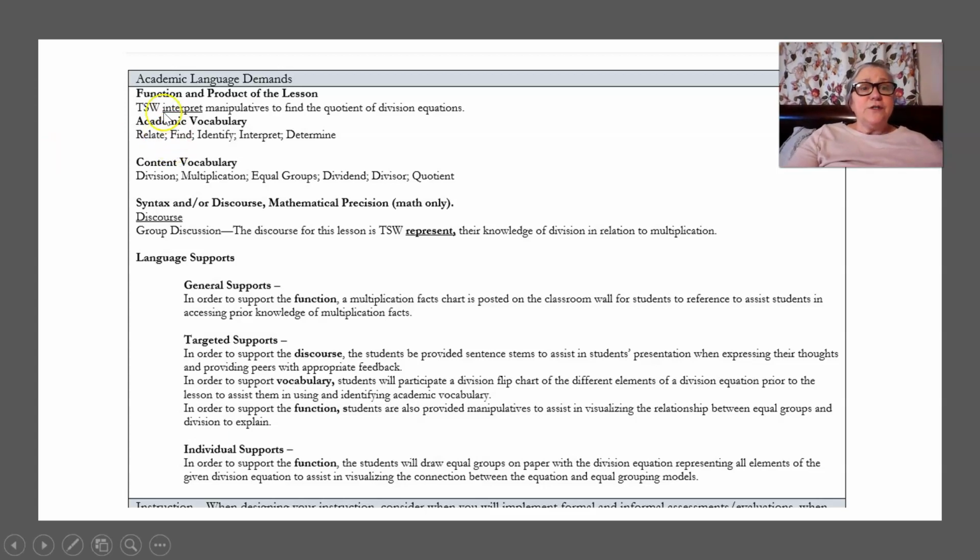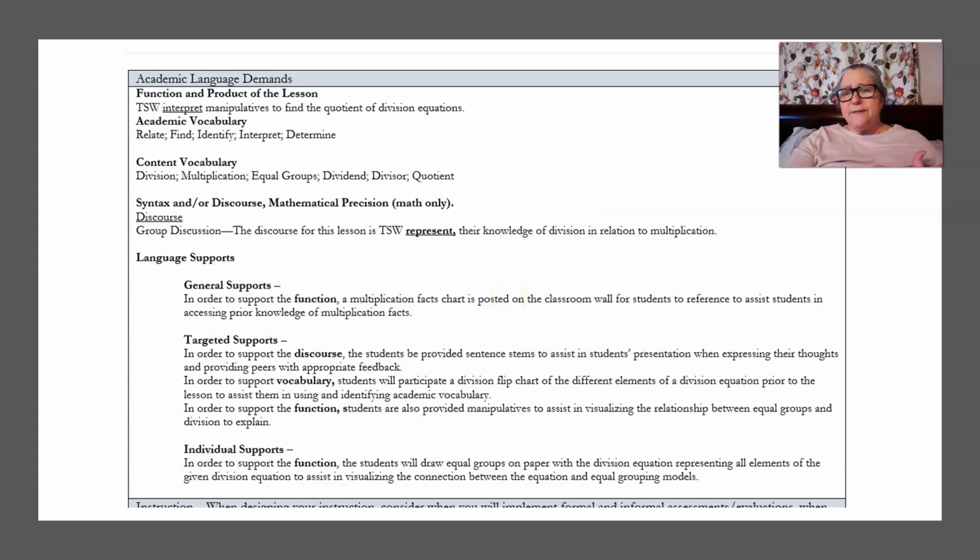Okay, language function. The student will interpret manipulatives to find the quotient of division equations. I'm not sure what that means. So let's take a look down here at the discourse. The discourse for this lesson is the student will represent their knowledge of division in relation to multiplication. So our problem here is that she's not told me what the language task is.